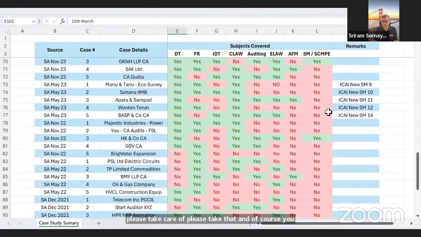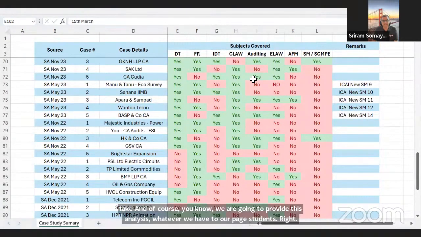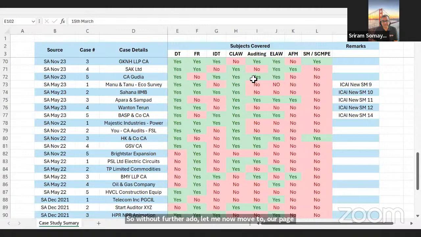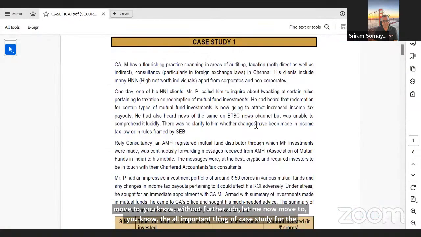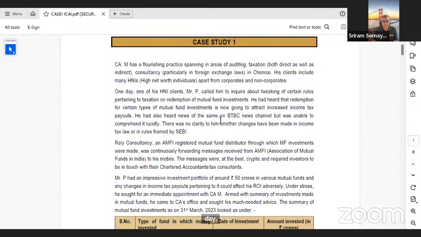Right. So without further ado, let me now move to the all important thing of case study for the day. So this is the case study. This is a case study from the ICAI new material. This is case study number 1. So the way we will work on this particular case study is I'll read through the case. It's a fairly precise and rather brief case.